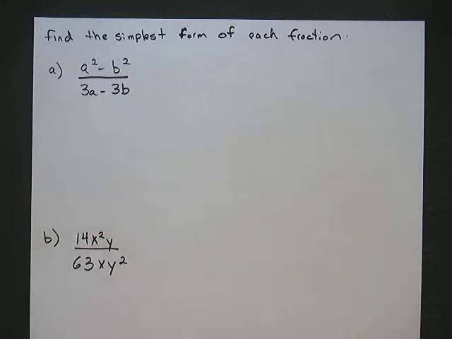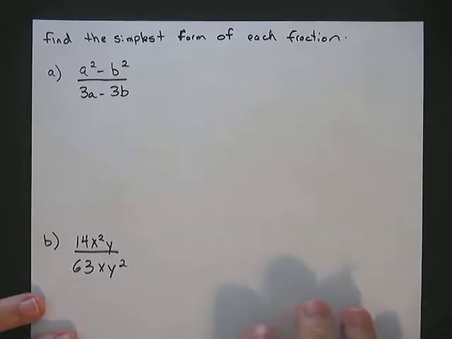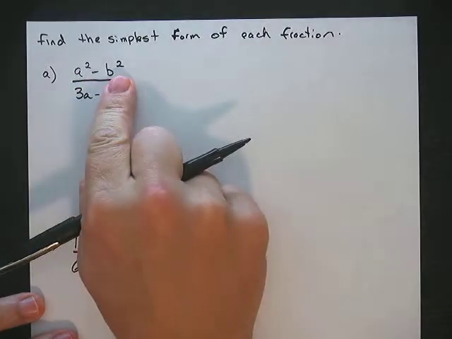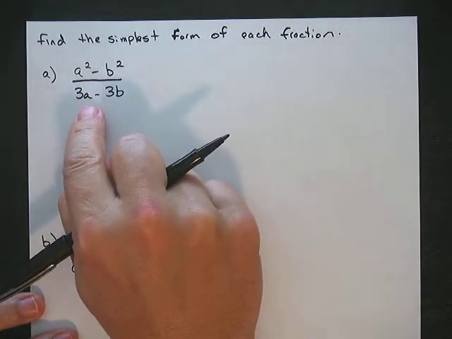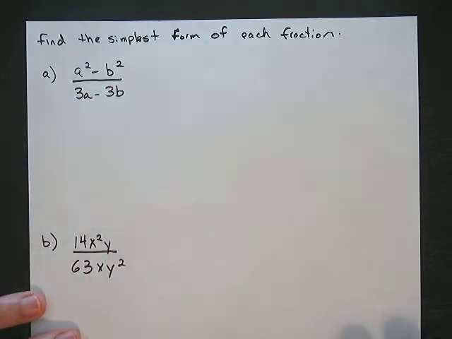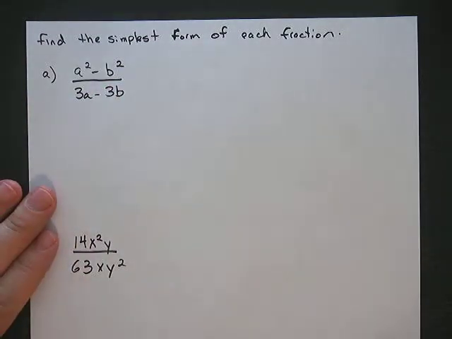Okay, in this problem we're asked to find the simplest form of each fraction. So in this first problem here we've got a squared minus b squared divided by 3a minus 3b. So the way we're going to go about this is we're going to factor.